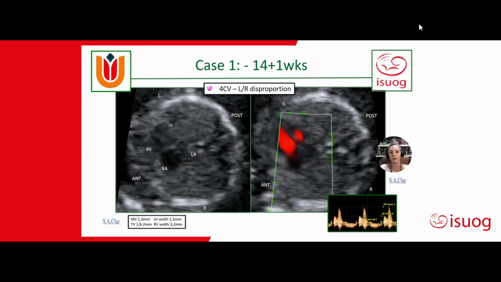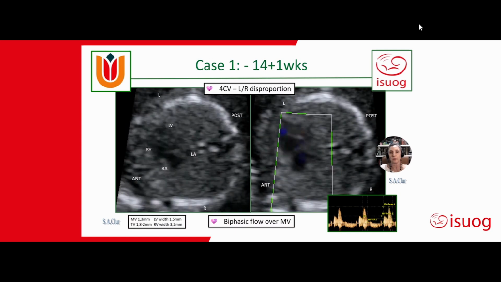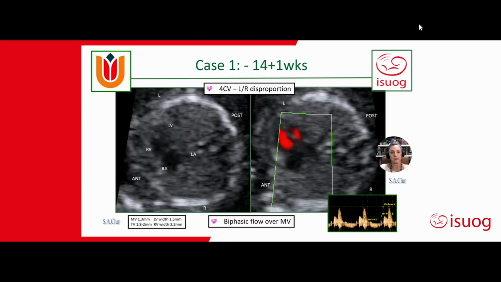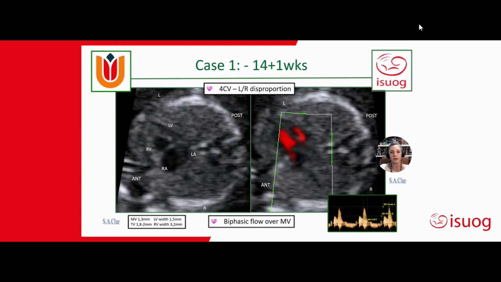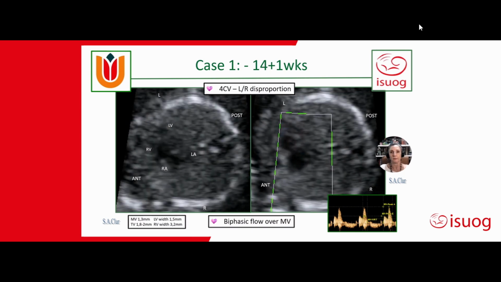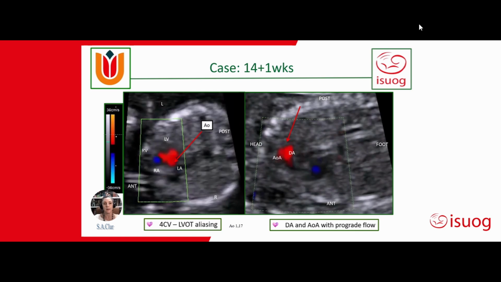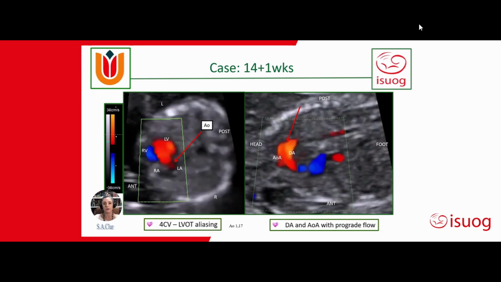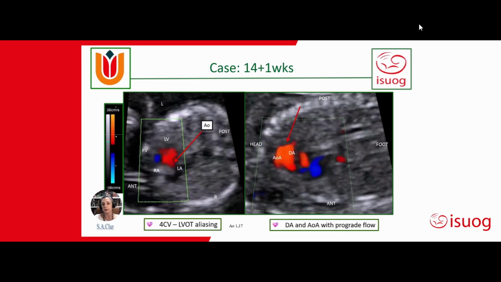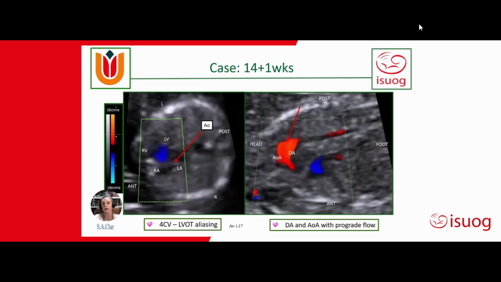There was a left to right disproportion. We can see that there is biphasic flow over the mitral valve, but the flow into the ventricles is not the same. There is a much narrower jet crossing the mitral valve compared to the tricuspid valve. We can also see that there's some aliasing across the left ventricular outflow tract. And if we have a look at the sagittal view of the arterial duct and the aorta, we can see that there's prograde flow across this aortic arch.